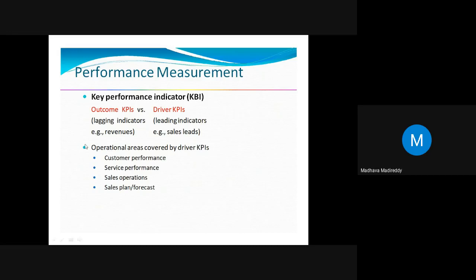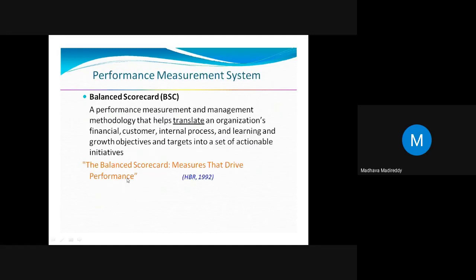But the real health, the real success of an organization is actually measured by the outcome KPIs. That means how much money you are making, how much success you are having, how much market share you are having. These are all outcome KPIs. And how is customer performance, how is service performance, these are all driver KPIs.